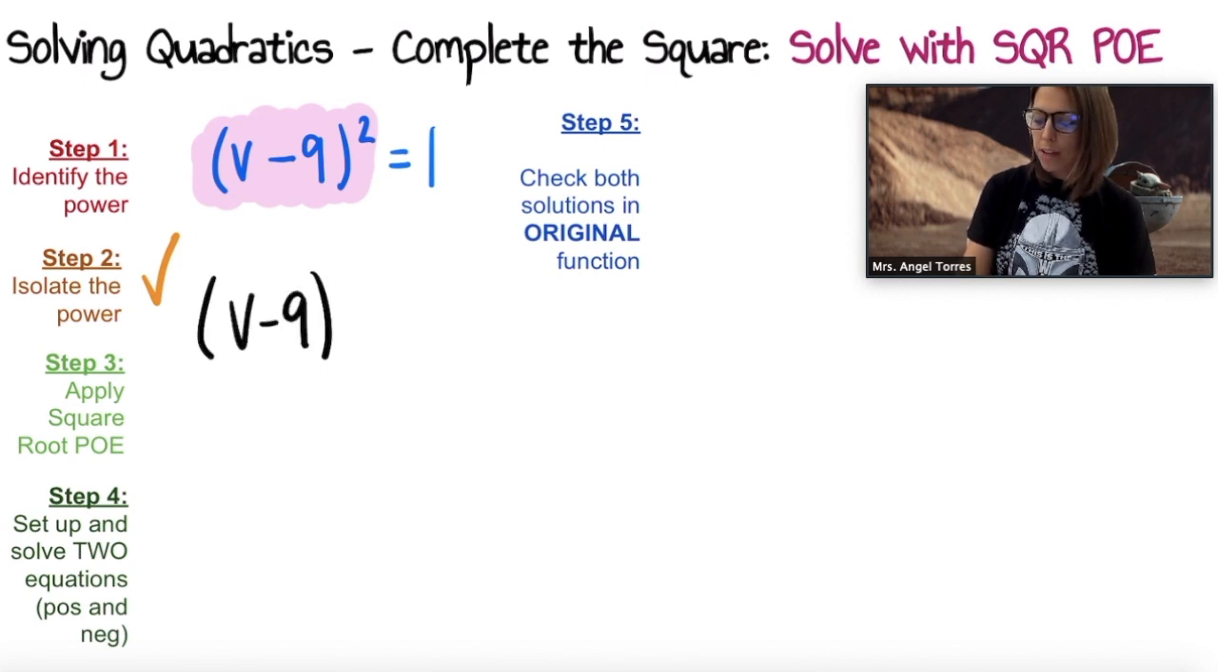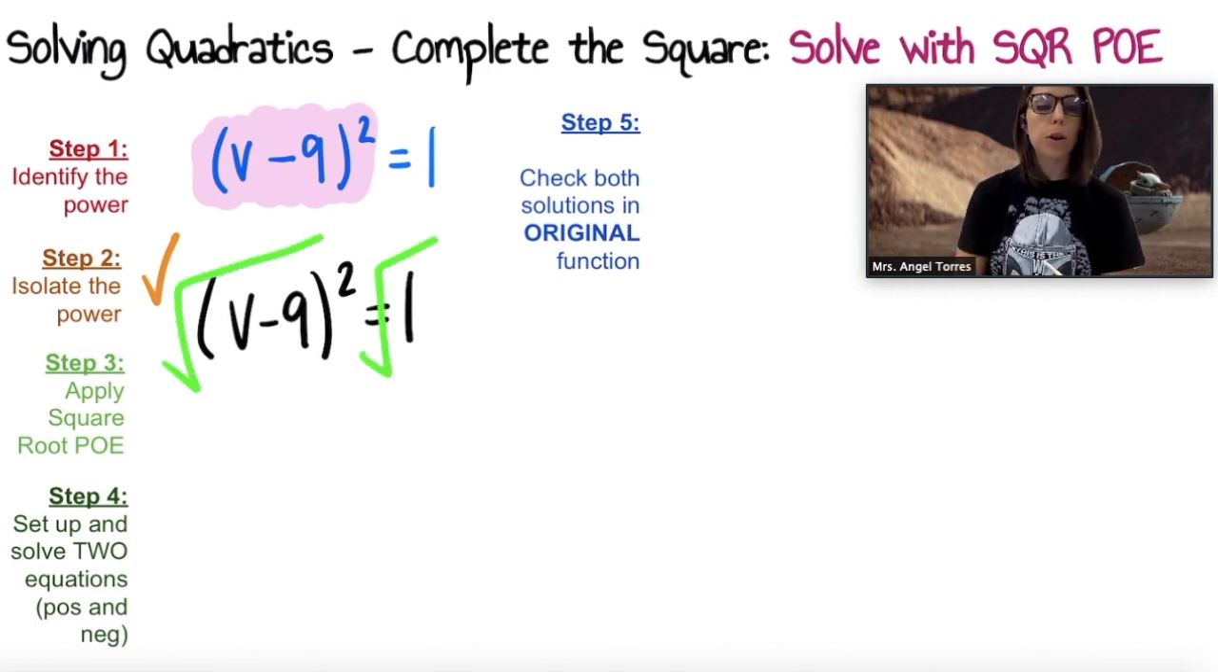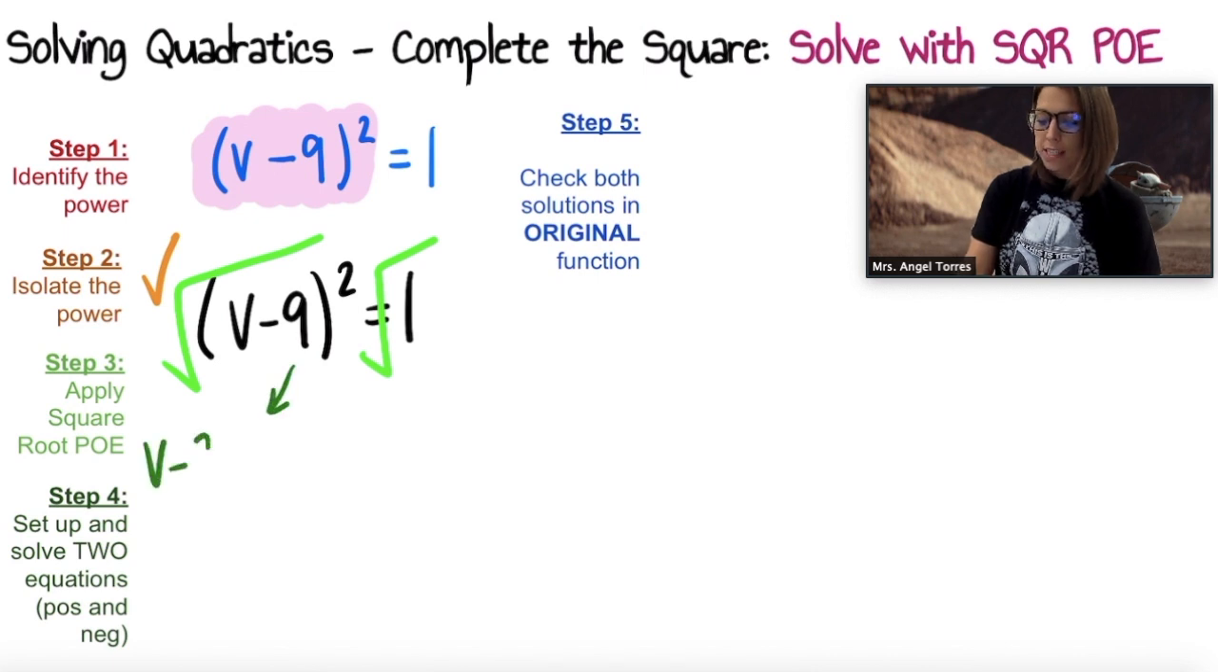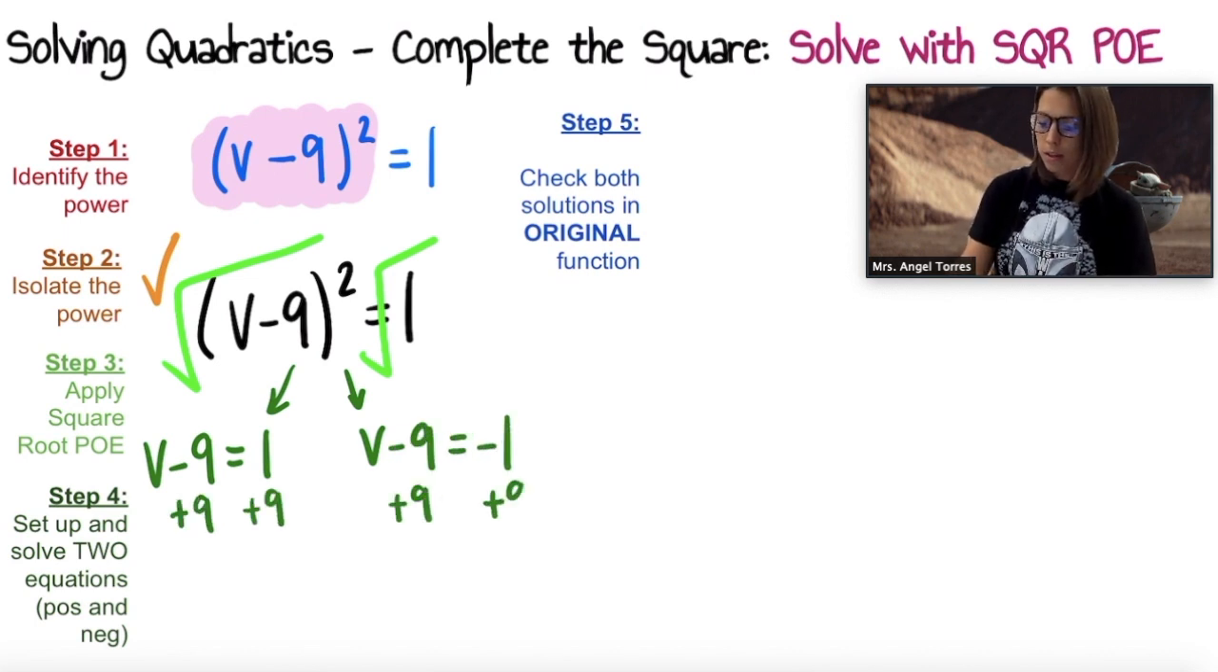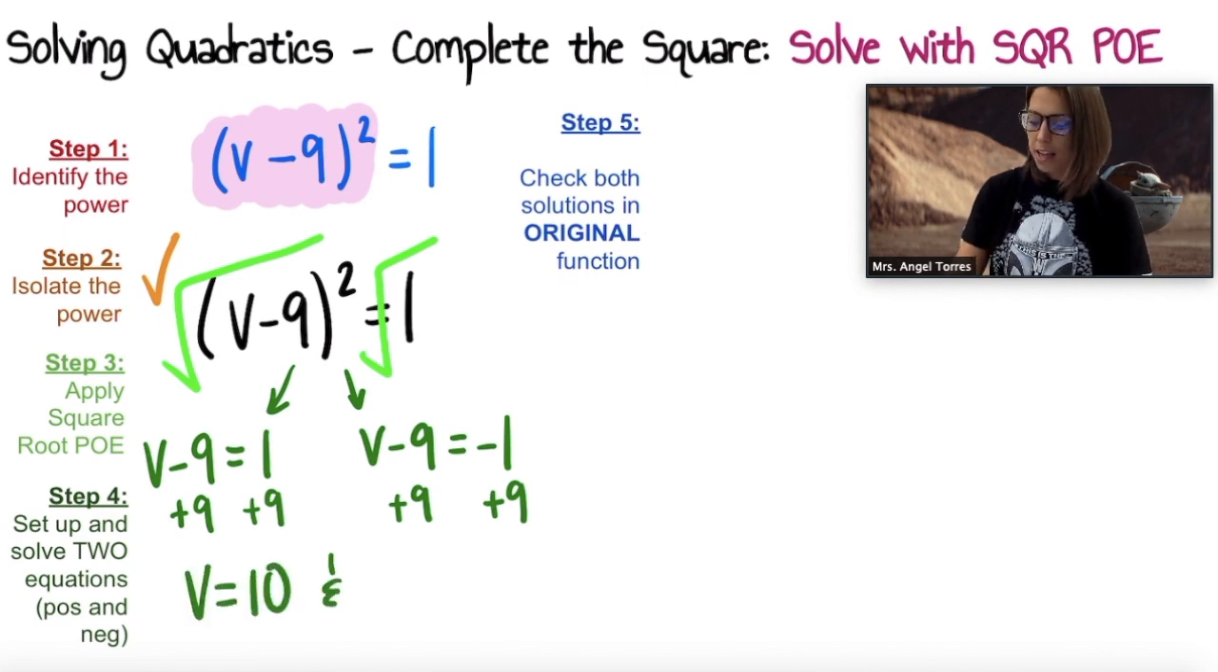Take your power, v minus 9 quantity squared, and take the square root of both sides, applying the square root property of equality. Because there are 2 square roots of 1, we're going to set up 2 equations. v minus 9 equals positive 1, and v minus 9 equals negative 1. Now we can solve. And we end up with v equals 10 and v equals 8.